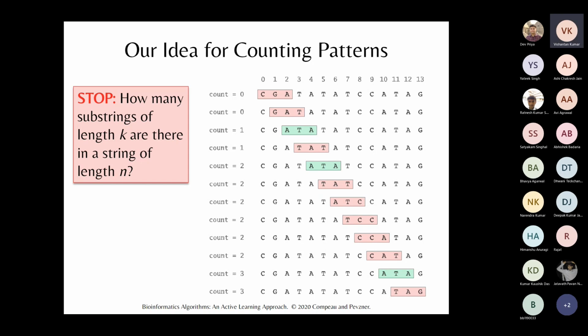Can you tell me quickly the notation? For any string of length n and a substring of length k, how many substrings would you be having? So n minus k plus 1. This is clear for everybody. N minus k plus 1.